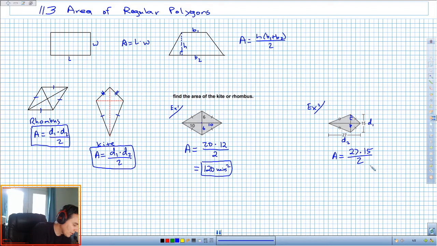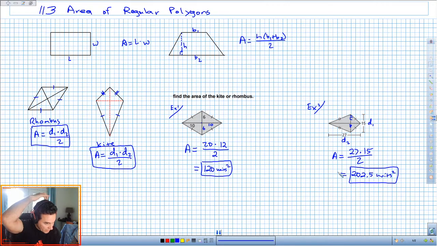You're probably going to forget this formula eventually someday, because how many kites do you really encounter out there in the real world? Not many. But this one would be 202.5 square units. So there is your area of your kite. So kites and rhombuses are done the same way. Multiply the diagonals, take them divided by 2.